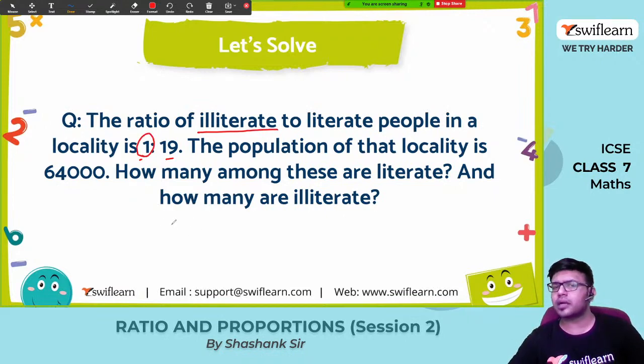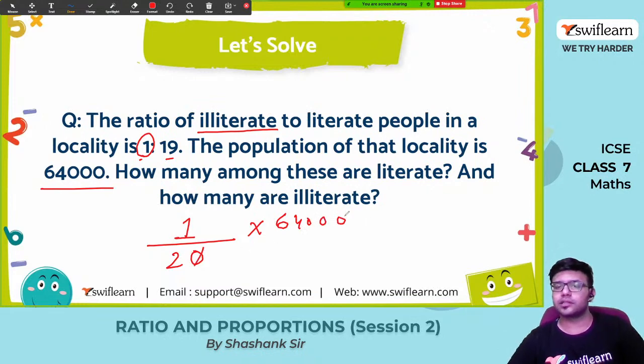The first part is given by the first term, which is 1, divided by the sum of terms, which is 20, into the number of population, which is 64000. If you divide by 2, you get 3200. So there are 3,200 illiterates in that society which they have mentioned.